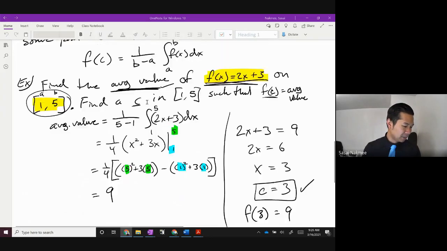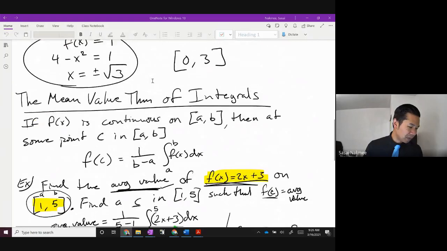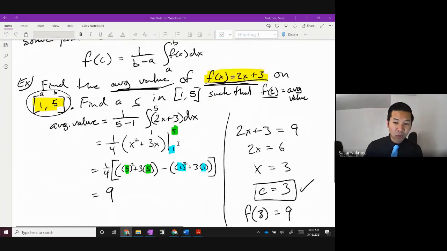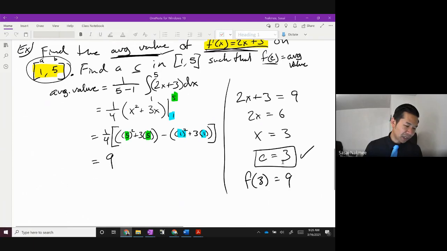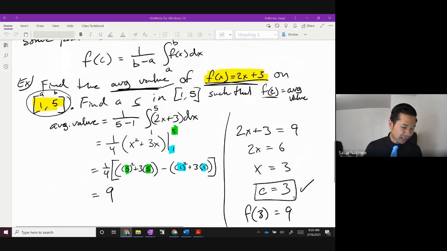So we did this example last time. We found the average value of 2x plus 3 on the interval from 1 to 5, and we found out that the average value was 9. All the mean value theorem of integrals is saying is that there should be some number between 1 and 5 where the function value itself equals 9. And that happens at c equal to 3, or x equal to 3, we should say. So that's between 1 and 5, and that gives us that right there. That's the general idea of this thing.